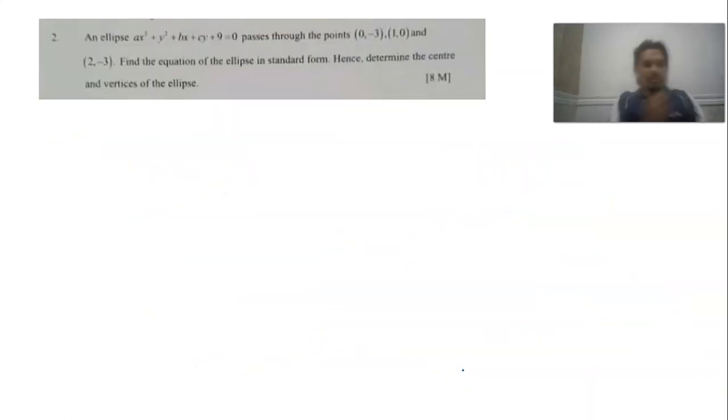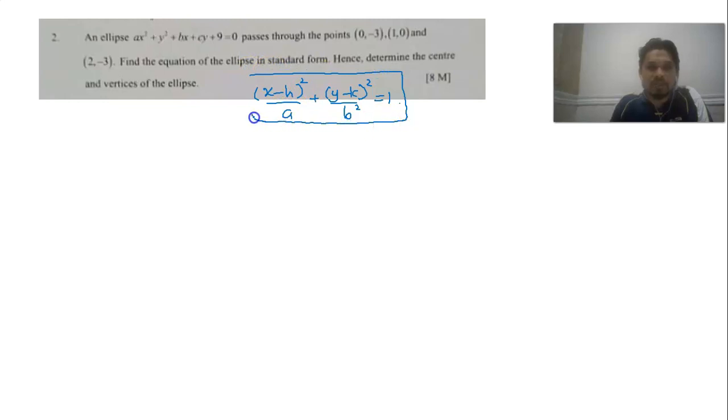Okay, an ellipse of ax squared, given that it passes through the points (0, -3), (1, 0), and (2, -3), find the equation of the ellipse in standard form. Then determine the center and the vertices of the ellipse. Now, as we know, the general equation of an ellipse is (x minus h) squared divided by a squared plus (y minus k) squared divided by b squared equal to 1. This is the general equation of an ellipse.